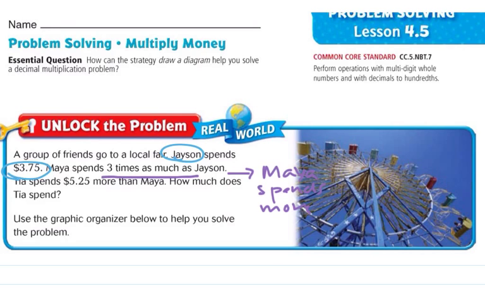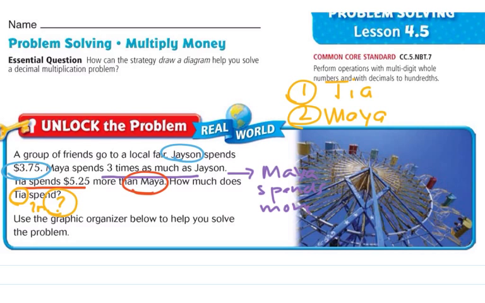It says that Tia spends $5.25 more than Maya. So it says, how much did Tia spend? So the person that we're looking for the information for is actually Tia. So Tia is who we're concerned with. We want to know how much Tia spent. So now if we know that Maya spends more money than Jason, and it says that Tia spends more than Maya, our order would be Tia spends the most, then Maya, and then Jason, which will be very helpful in helping us solve this problem.